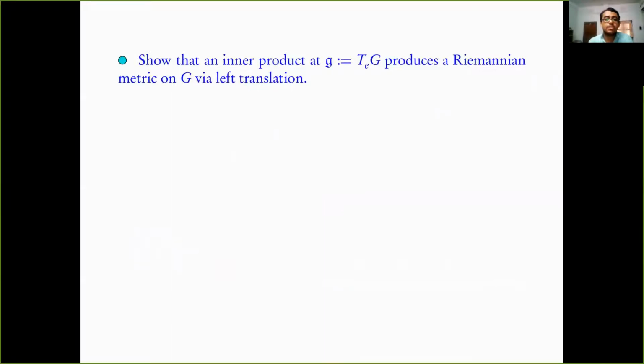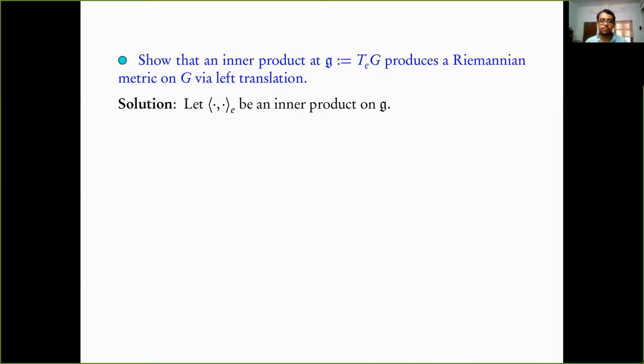So part B is a continuation of the earlier problem. It says you want to provide a Riemannian metric on the tangent bundle of the Lie group. Well, how to do that? Well, you take the Lie algebra, you produce a Riemannian metric on G by left translation. That is what you have to do.